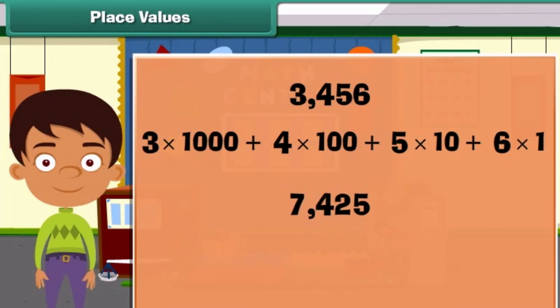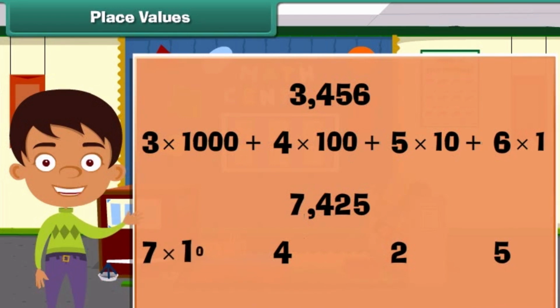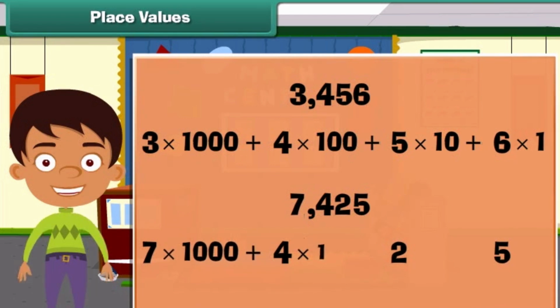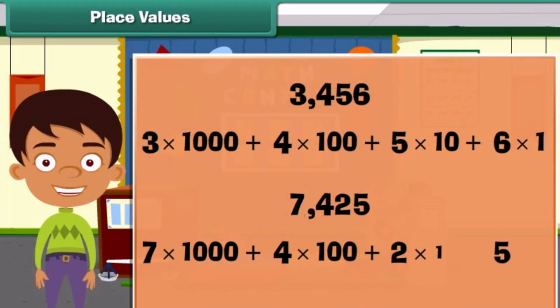7,425. We write the number in the expanded form as 7 into 1,000 plus 4 into 100 plus 2 into 10 plus 5 into 1. So the place value of 4 is hundreds.